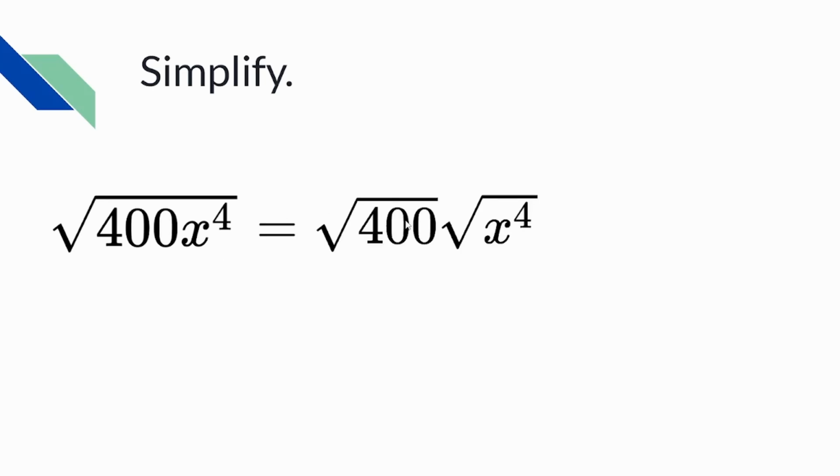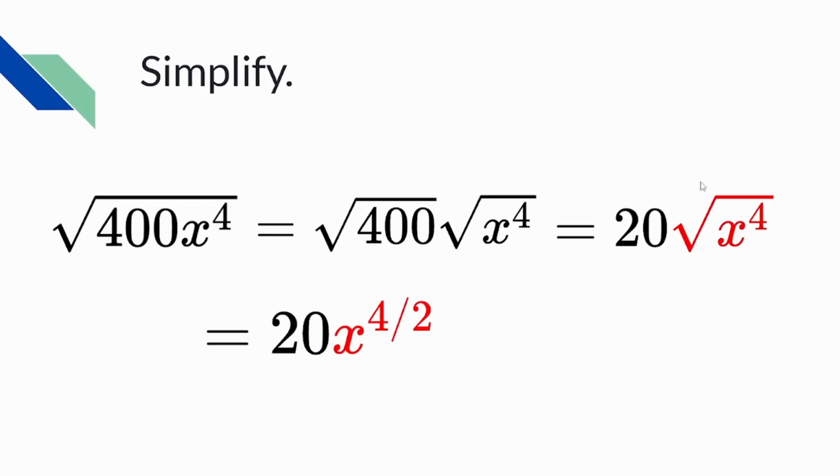I'm going to break that up into 2 pieces, right? This is a product that's under the radical, so I can break this up into 2 different radicals. The square root of 400 is just 20. So that cleans up nicely. And the square root of x to the 4, I'm going to rewrite that as a rational exponent. Remember, radicals and rational exponents are interchangeable.